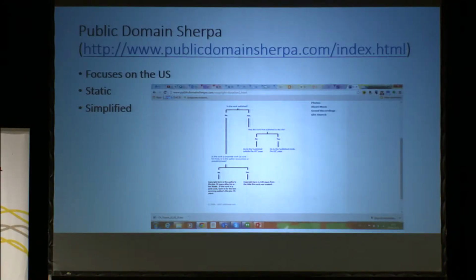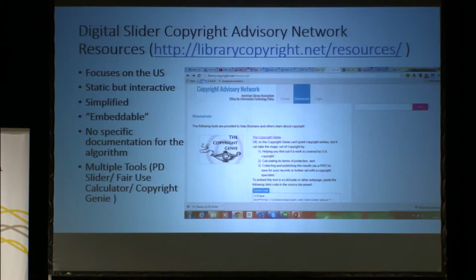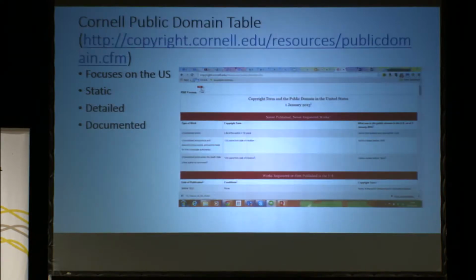So let's see very quickly the types of tools we have out there. We have the Sherpa, which is mostly used for journals, but it gives you an idea of the licenses under which material is provided, as well as whether the material is in the public domain. The Copyright Advisory Network also has a set of very interesting tools to answer whether the material is in the public domain or not. I like the Cornell public domain table because for lawyers it's like a cheat sheet. It gives you very quick and up-to-date information as to what is public domain in the United States. Not a very straightforward question.